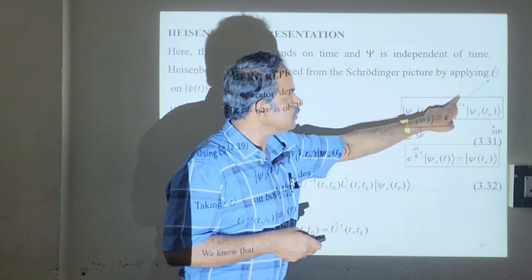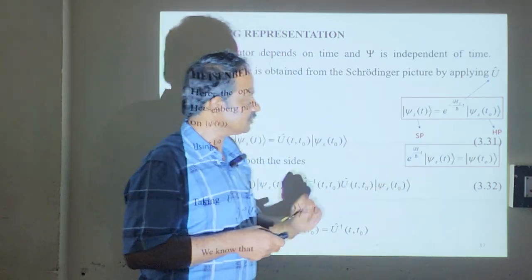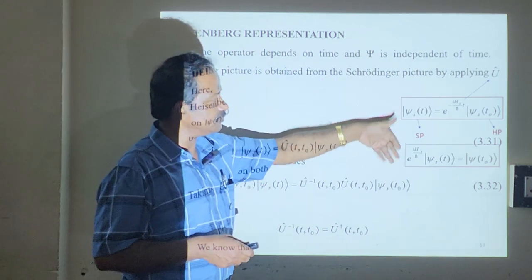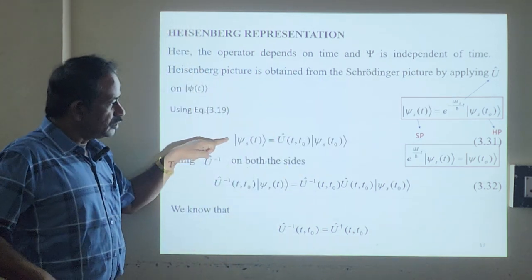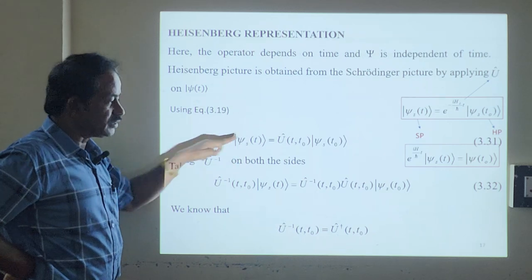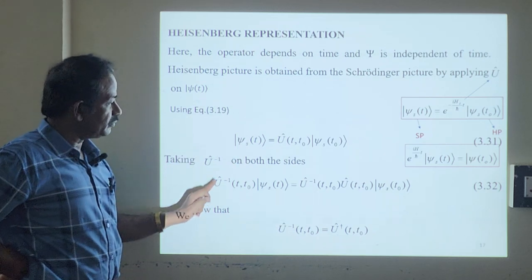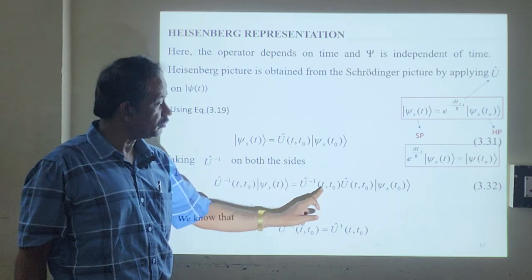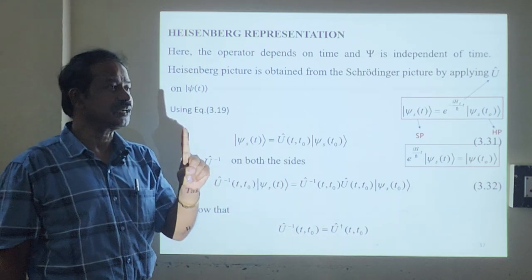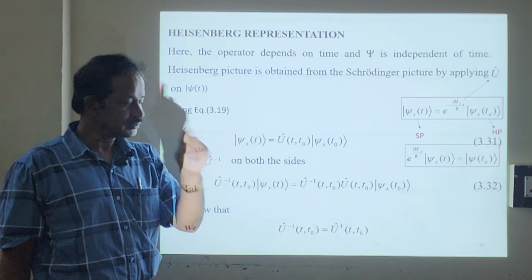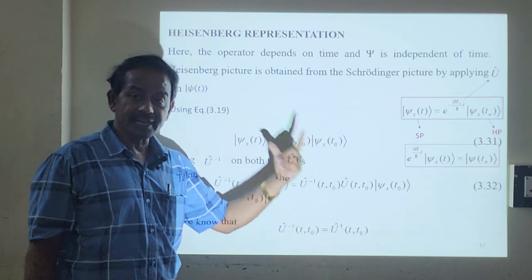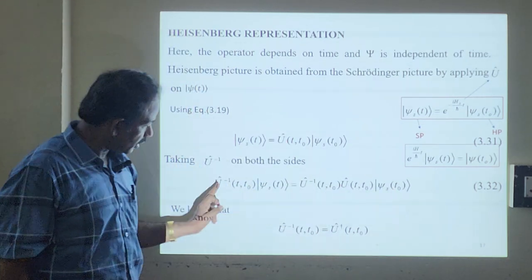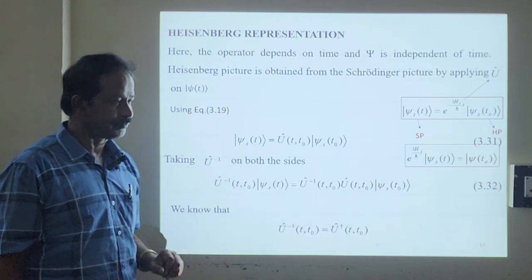Now you just bring this term to this side, you will get this. We are going to use this one. So that's the idea. Is it okay? These two things. Now just take U inverse on both sides. So U inverse multiplied by U will be the identity matrix, which is equal to psi s of t. And also U inverse equals U dagger.